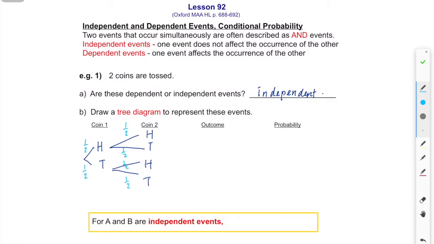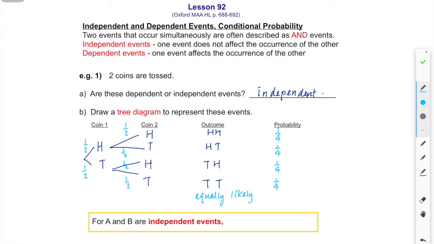Okay, so let's list out the outcomes. So I get either heads, heads, heads, tails, tails, head, or tails, tails. What is the probability of getting heads and heads? It is 1/4 because all these outcomes are equally likely. Right? And then getting heads, tails, tails, head, or tail, tail, I also get 1/4, 1/4, 1/4 as the probability.